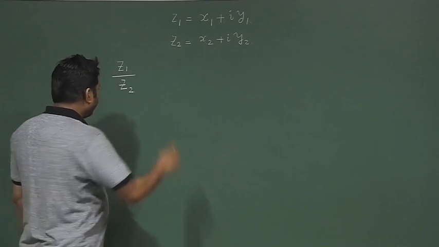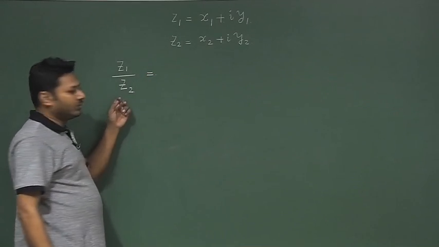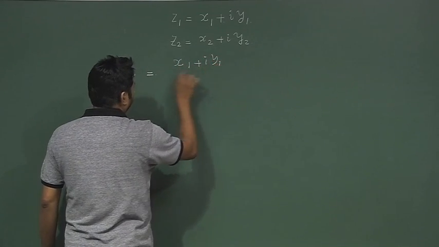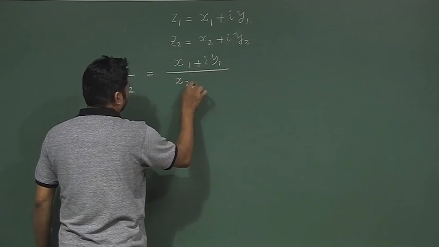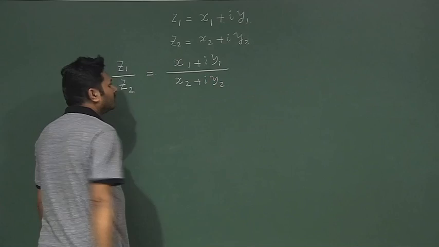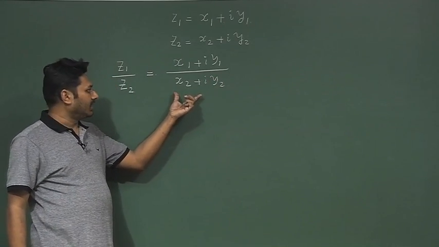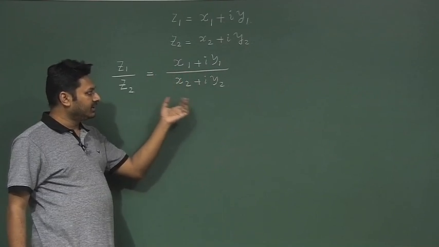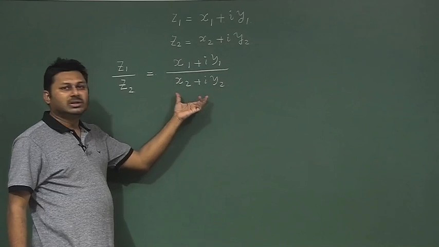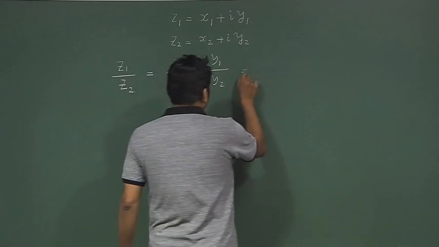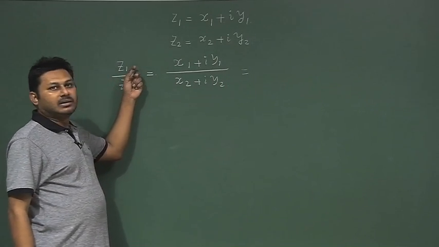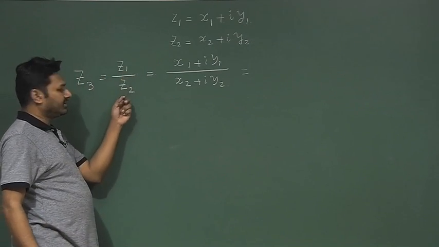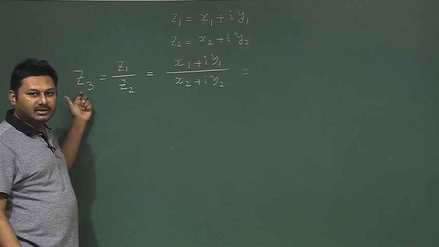So, this quantity also, if Z2 is not equal to 0, is x1 plus i y1 divided by x2 plus i y2. But normally we do not put the complex number in this form. The denominator has to be written in a proper way, so that no complex component remains there. That is a standard procedure. I can call this Z3, which is Z1 divided by Z2. So, Z3 comes out to be another complex number.